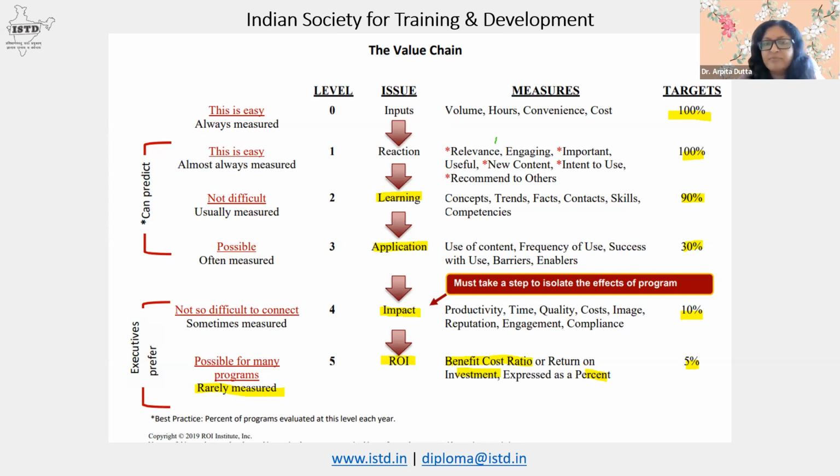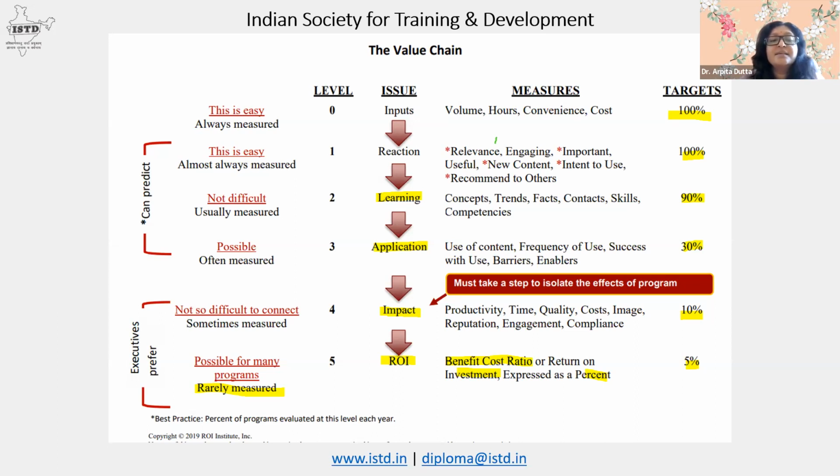Now this is the value chain which we were discussing a while back. According to ROI Institute, by Patricia Phillips and Dr. Jack Phillips, what they have observed over several years, studying several companies, is that people do all of this, but a very small percentage actually measure the ROI as well as the impact, though it is doable. That's what they say on the left-hand side.